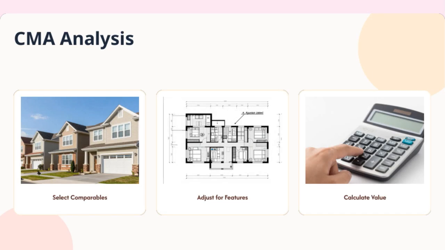Let's walk through the process of determining a property's value. First, we start with calculating the value itself, which involves analyzing various data points to arrive at an estimate. Next, we adjust that value for specific features of the property, things like upgrades, condition, and unique characteristics that can influence its worth. Then, we select comparable properties, or comps, that are similar in size, location, and features, to ensure we're making an accurate comparison. After that, we perform a comparative market analysis, or CMA, which synthesizes all this information to give us a well-rounded view of the property's market value. By following these steps, we ensure our valuation is thorough, accurate, and aligned with current market conditions.